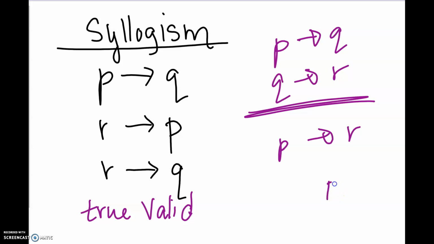Detachment must follow. P implies Q. P must happen. Then we can conclude Q. It must be in that order. If it's not, then it is not valid.